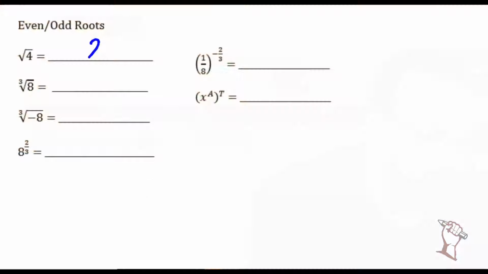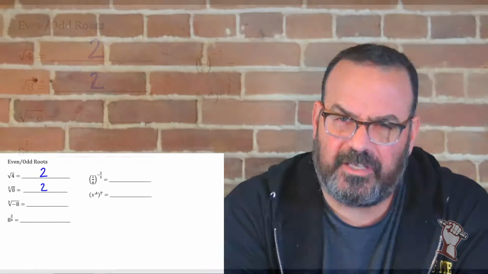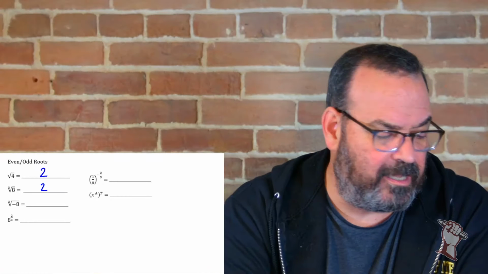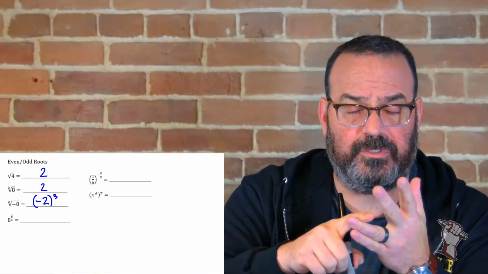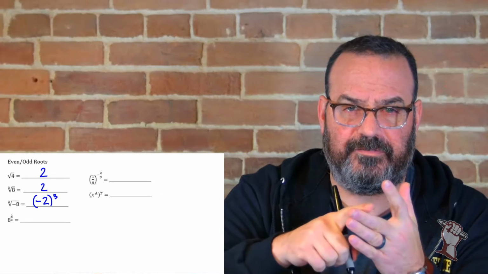The square root of 4 is 2. The cube root of 8 is also 2. But you can take the cube root of a negative number and it's not complex. The cube root of negative 8 is negative 2, because negative 2 cubed is negative 2 times negative 2, which is positive 4, times negative 2, which is negative 8.